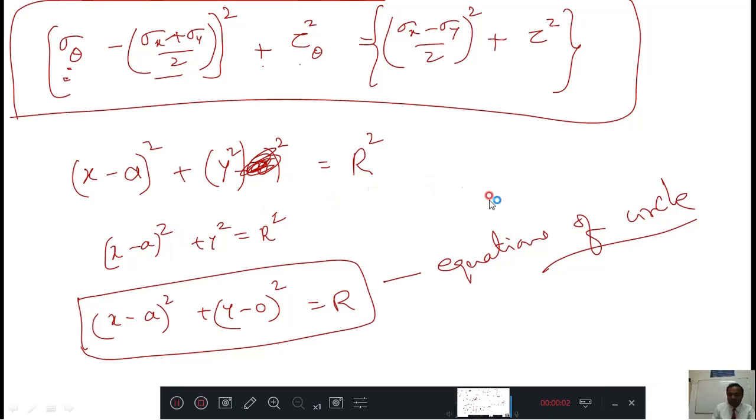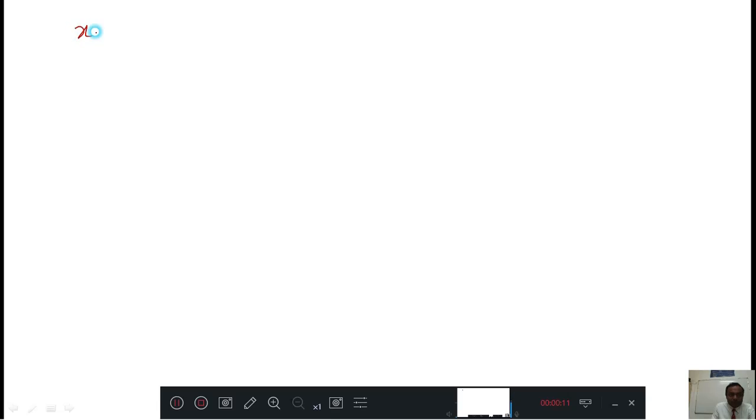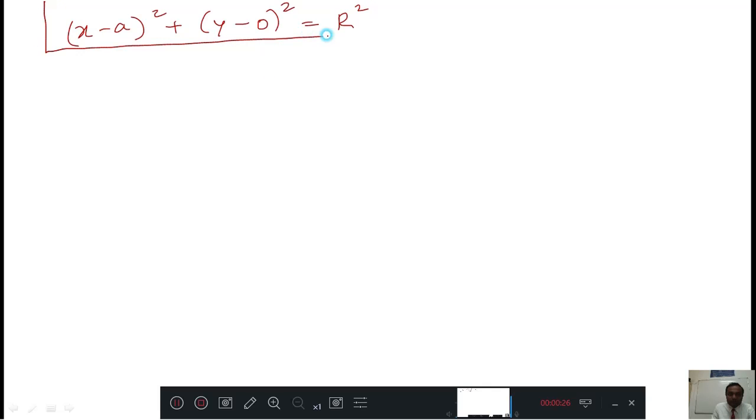In last class we got the equation of a circle. This is the equation of the circle. If you know some geometry which you studied in 10th, 11th and 12th standard, then you can say that this is the equation of a circle, where a, 0 represents the center of the circle, and where r represents the radius of the circle.